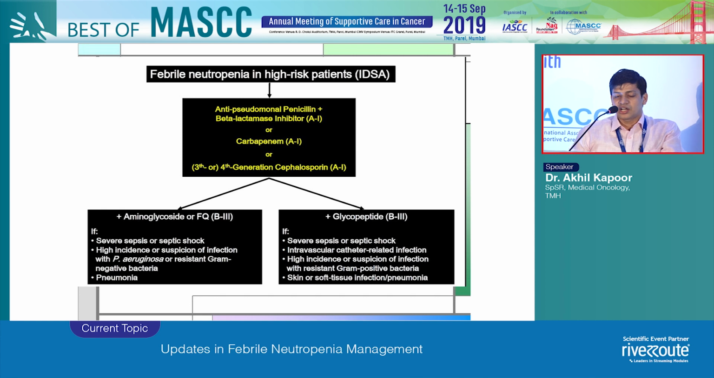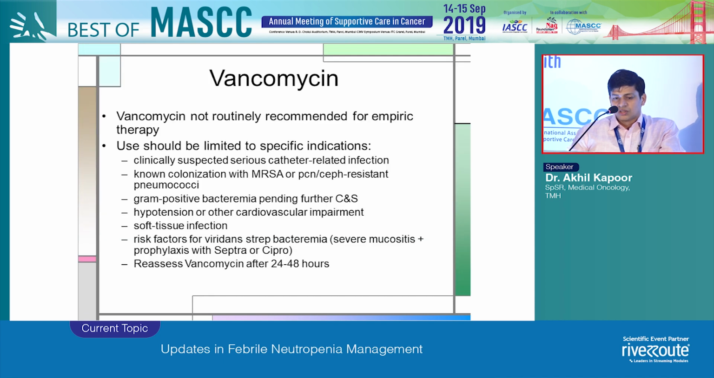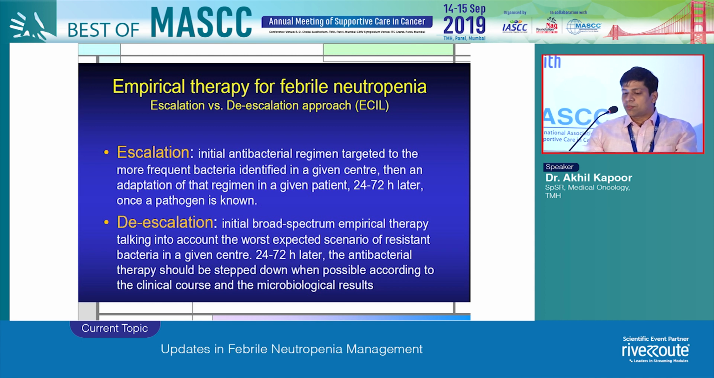Here I would like to add, in addition to these guidelines, that in most of our patients we are using a combination of beta-lactam inhibitors along with aminoglycosides, because our patients are exposed to higher risk of infection in view of poor hygiene and less chance of presenting to us if there are complications. Vancomycin, as discussed, is not routinely used, but is added in specific situations as just highlighted. There are specifically two approaches for empiric therapy of febrile neutropenia: escalation or de-escalation approaches.